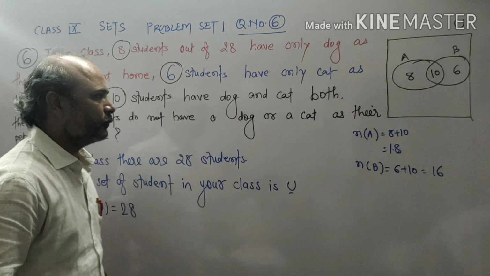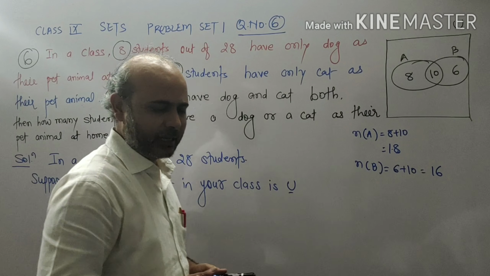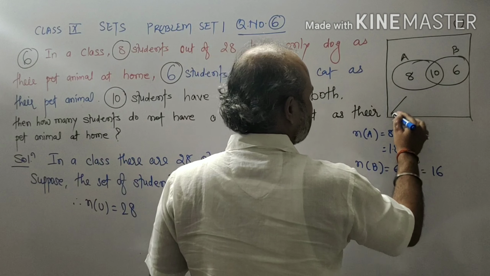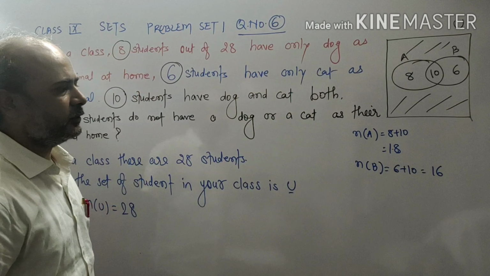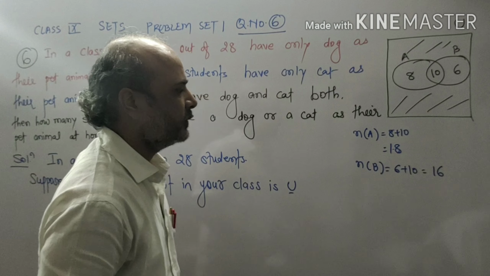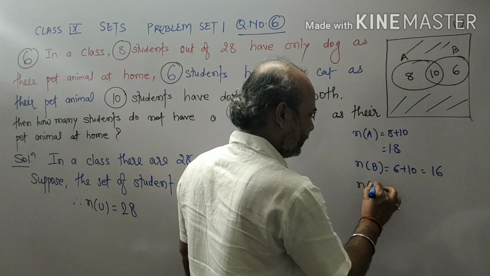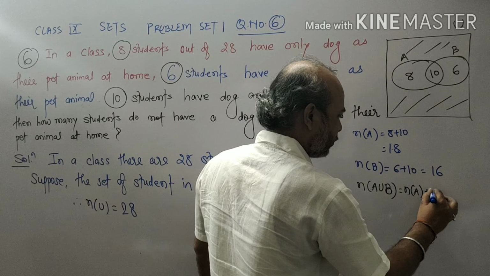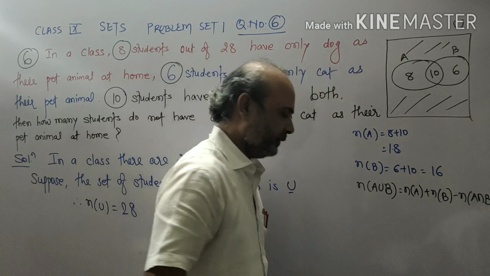Clear, student? And what do you have to find? You have to find out how many students do not have a dog or a cat as their pet animal at home. It means you have to find this part. And the total U is 28. Clear? Okay, fine. So how will we find it? We'll find the number of A union B. The number of A union B is the number of A plus the number of B minus the number of A intersection B.